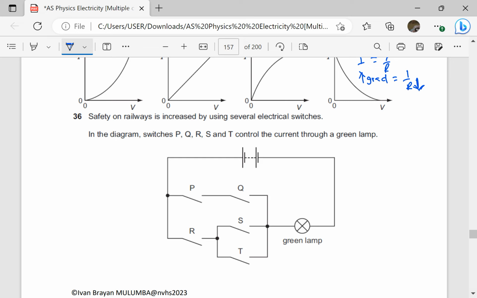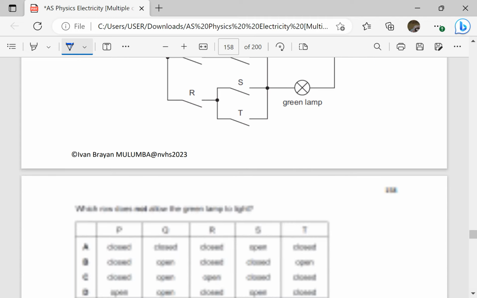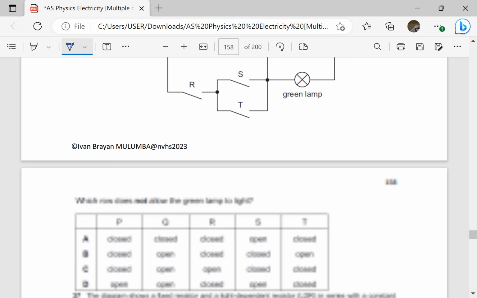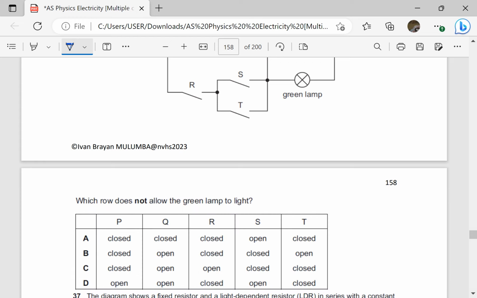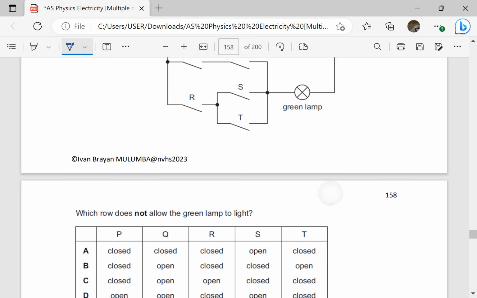Safety on rails is increased by using several electrical switches. Which law does not allow the green lamp to light?